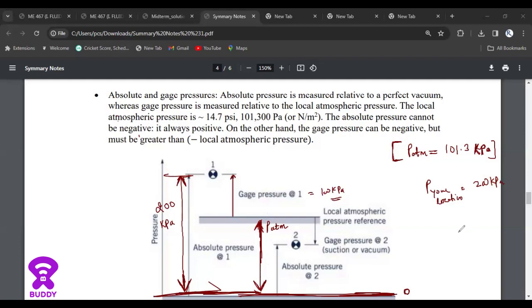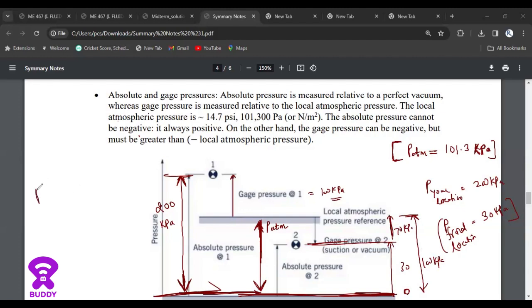What if I say that at your friend's location, who is living in your city only but at a different location, the net pressure is 30 kilopascal? You will understand that 100 kilopascal is already atmospheric pressure, but they are saying 30 kilopascal, which means there is a vacuum pressure of the remaining 70 kilopascal. The net pressure at that location is 70 kilopascal less than the atmospheric pressure. That is the gauge pressure.